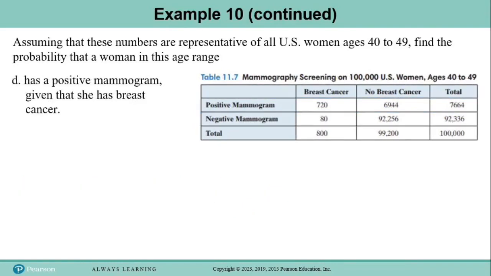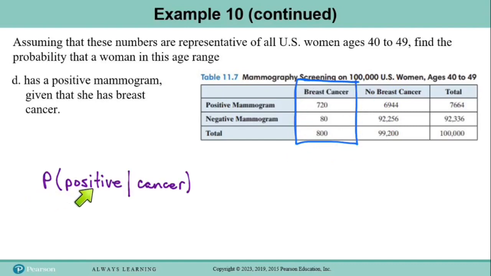And finally, part D, find the probability that a woman in this age range has a positive mammogram given that she has breast cancer. Okay, so this time, the given part is that she has breast cancer, so we are limiting ourselves to just this part of the table. So the probability that she has a positive mammogram, given that she has breast cancer, would be this 720 divided by this total with breast cancer of 800, and that works out to exactly 0.9.